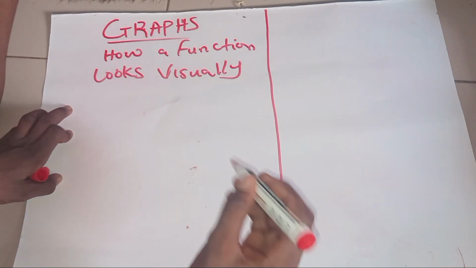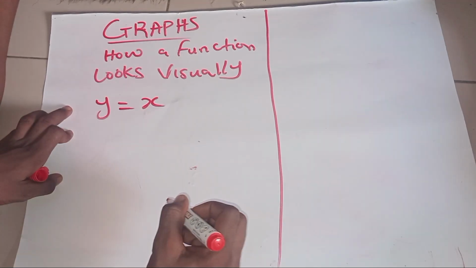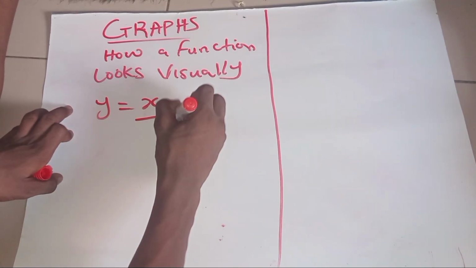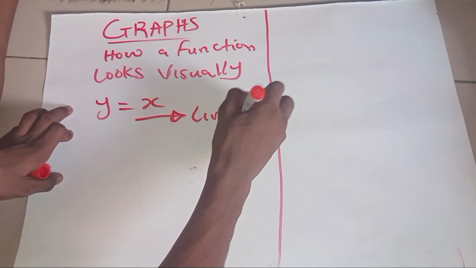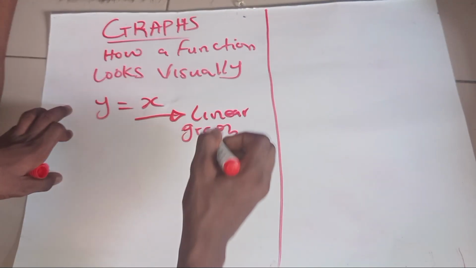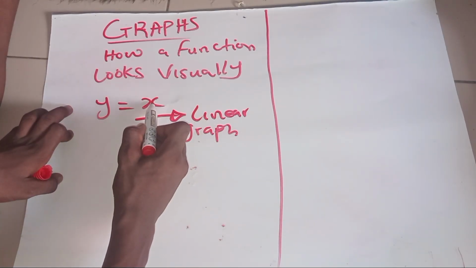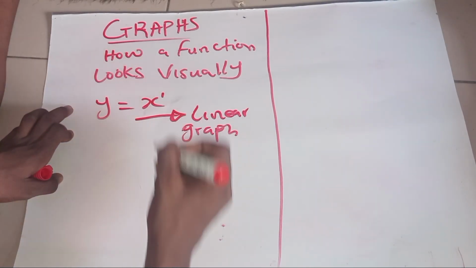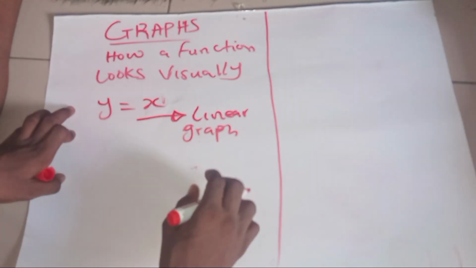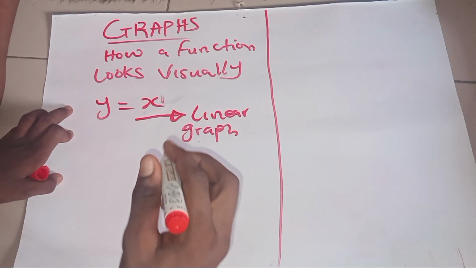Now firstly, let's talk about when y is equals to x, for instance. Now when y is equals to x, this is a linear graph. Why is it a linear graph? That's the question you ask yourself. Now, it's a linear graph because the power of our x here is actually 1. You understand me? So the power of the x is 1. That is why this is going to form a linear graph.